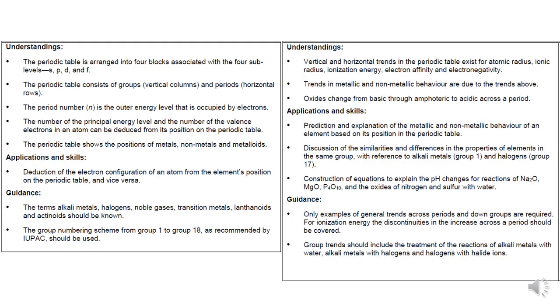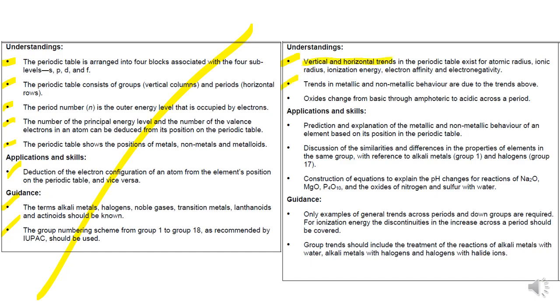So these are the points that we've talked about. We talked about the blocks of the periodic table. We talked about groups and periods. We talked about period number. Did we talk about period number? That's just the number of the row on the periodic table. Valence electrons, periodic table shows positions. Yes. Okay, so we talked about trends in vertical and horizontal.